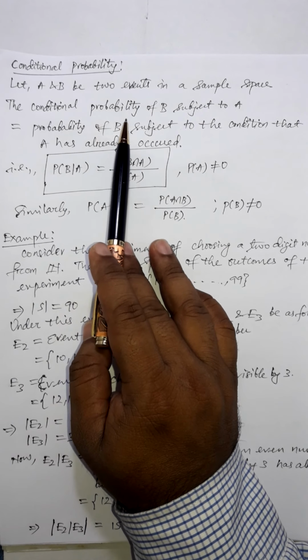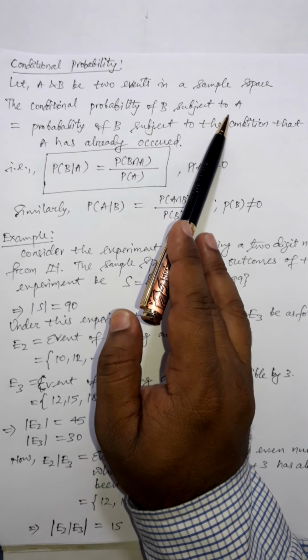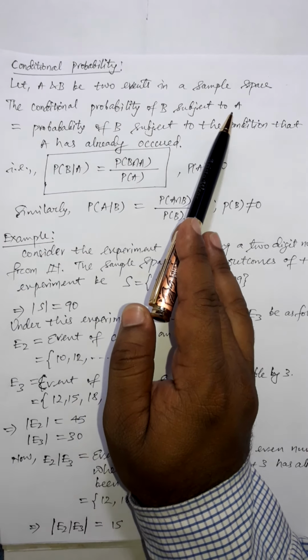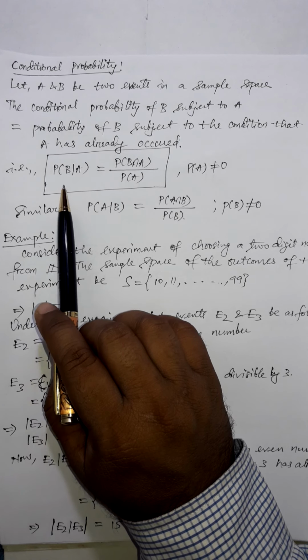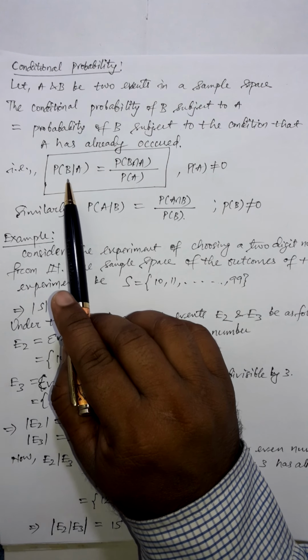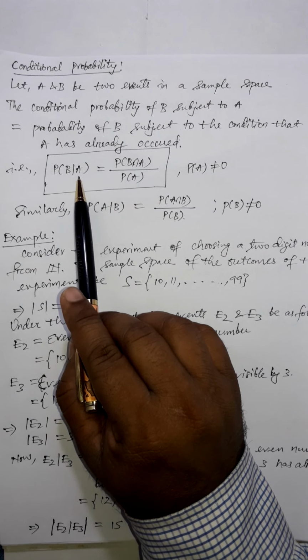Now, the conditional probability of the event B subject to the event A is equal to the probability of the event B subject to the condition that the event A has already occurred. That means the probability of B subject to A is equal to the probability of B intersection A divided by the probability of A, where the probability of A should not be 0 or the event A should not be a null set.